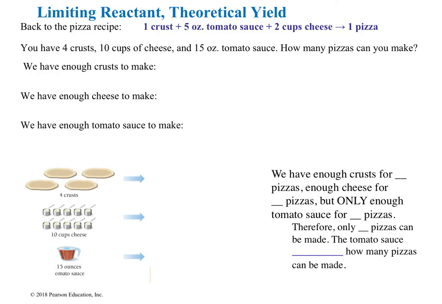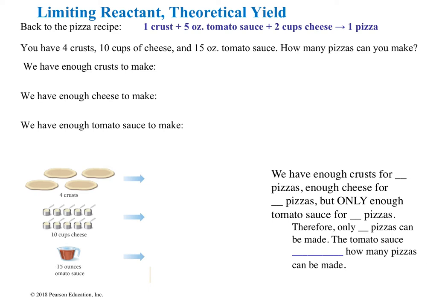So now we're going to get back to the pizza recipe, where 1 crust, 5 ounces of tomato sauce, and 2 cups of cheese yields 1 pizza. Assuming in your fridge you randomly have 4 crusts, 10 cups of cheese, and 15 ounces of tomato sauce, we want to figure out how many pizzas you can possibly make. Now, you might be able to do this in your head and figure out the maximum amount of pizzas you can make, but we're going to use our calculations and stoichiometric ratios to help us figure that out.